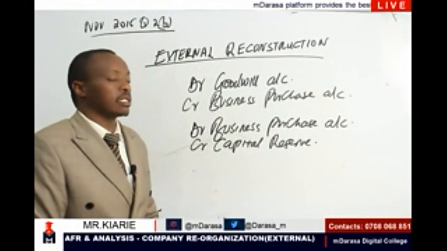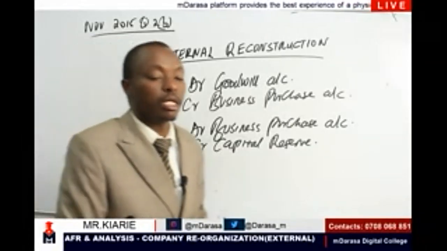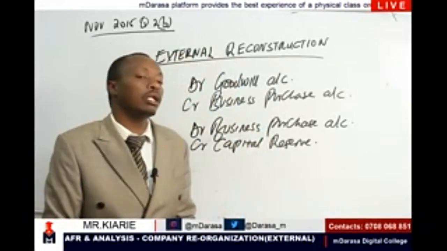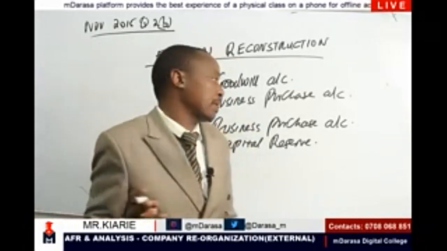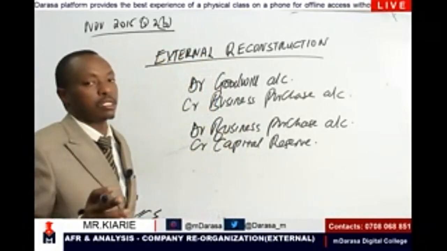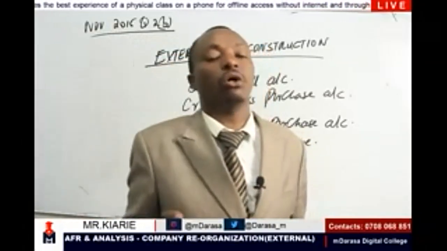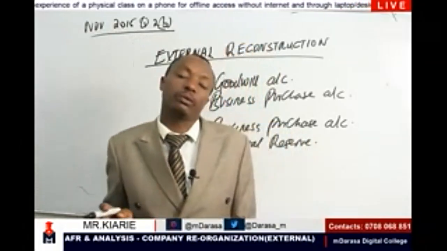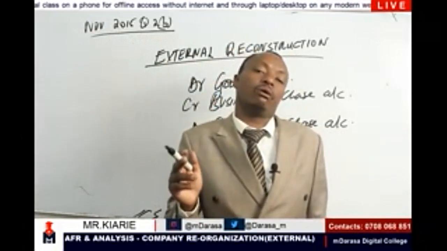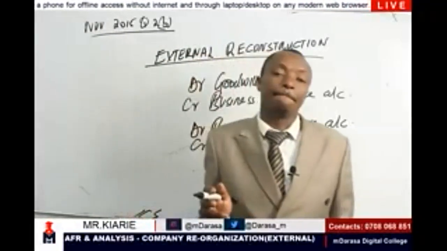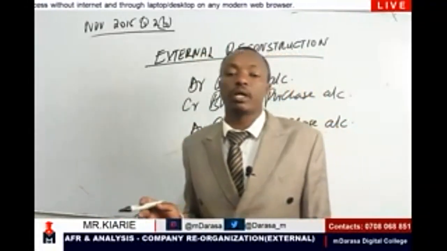So that means that if the balancing figure is on the credit side of the business purchase account, then it means there was goodwill on acquisition of the old company. And if the balancing figure happens to be on the debit side of the business purchase account, then it means there was a capital reserve on acquisition of the old company. Therefore, those are the entries that you need to make in case of external reconstruction, both in the books of the old company and in the books of the new company.